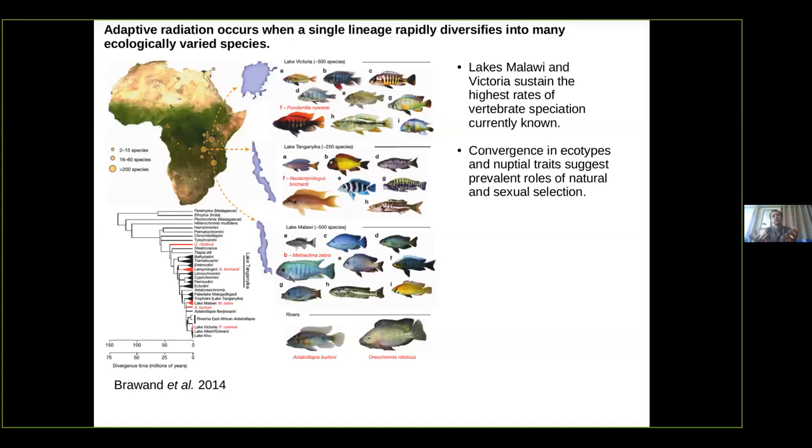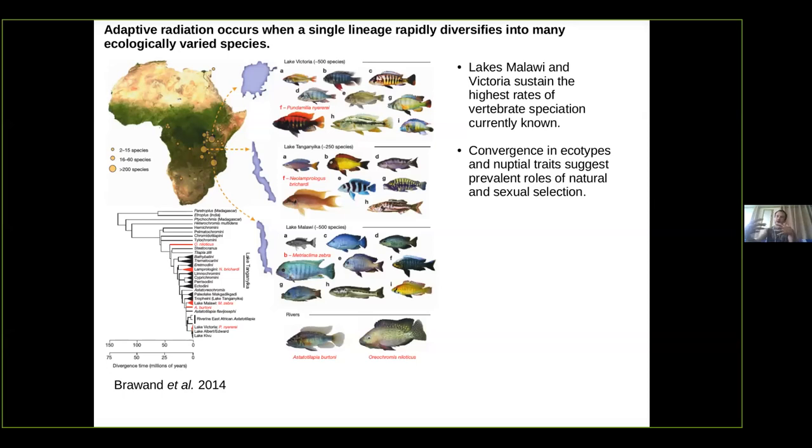And what's going on there? Well, I guess a lot of people might know already that these African Great Lakes house some of the most fantastic vertebrate adaptive radiations that we've seen. And what is an adaptive radiation? It's where you have one lineage diversifying into many other species quite rapidly. And so Lake Malawi and Lake Victoria sustain some of the highest rates of vertebrate speciation known.